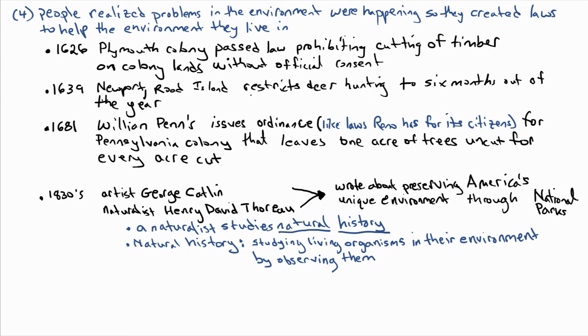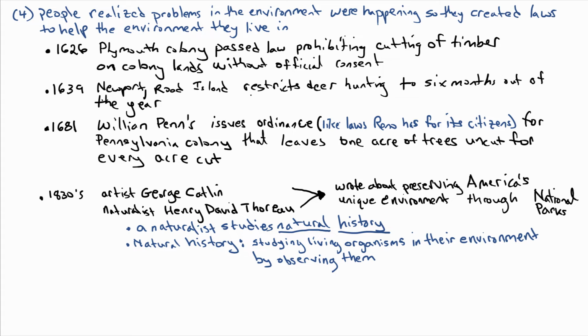So, number 4. People started to realize that there were problems with the environment, and so they created laws to help the environment they lived in. And so here I've listed a few. 1626, Plymouth Colony passes a law prohibiting cutting of timber on colony lands without official consent. Okay, and then 1639, Newport, Rhode Island restricts deer hunting to 6 months out of the year.